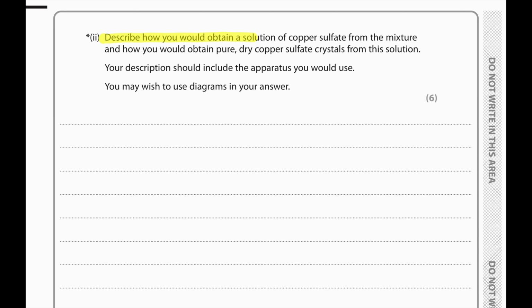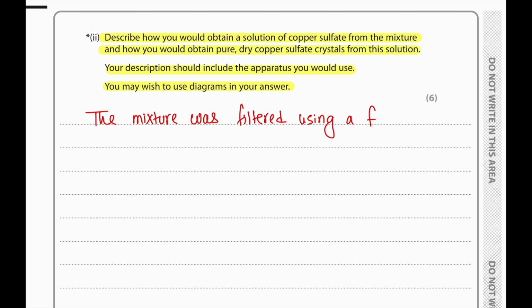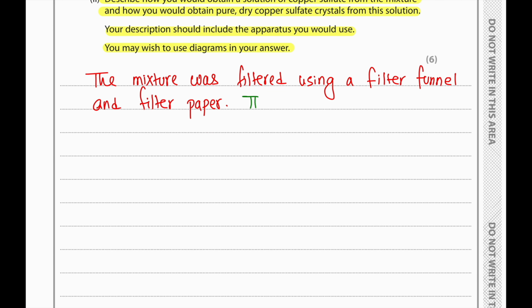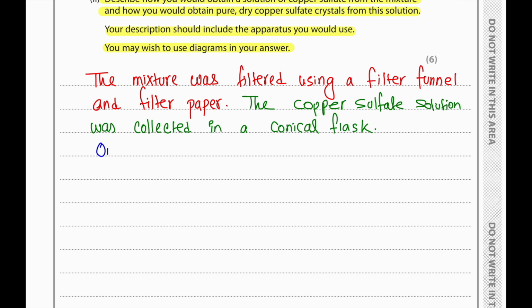Describe how you would obtain a solution of copper sulfate from the mixture and how you would obtain pure dry copper sulfate crystals from this solution. Your description should include the apparatus you would use, and you may wish to use a diagram in your answer. The mixture was filtered using a filter funnel and filter paper. The copper sulfate solution was collected in a conical flask. Once the solution is obtained, the solution was transferred into an evaporating basin.